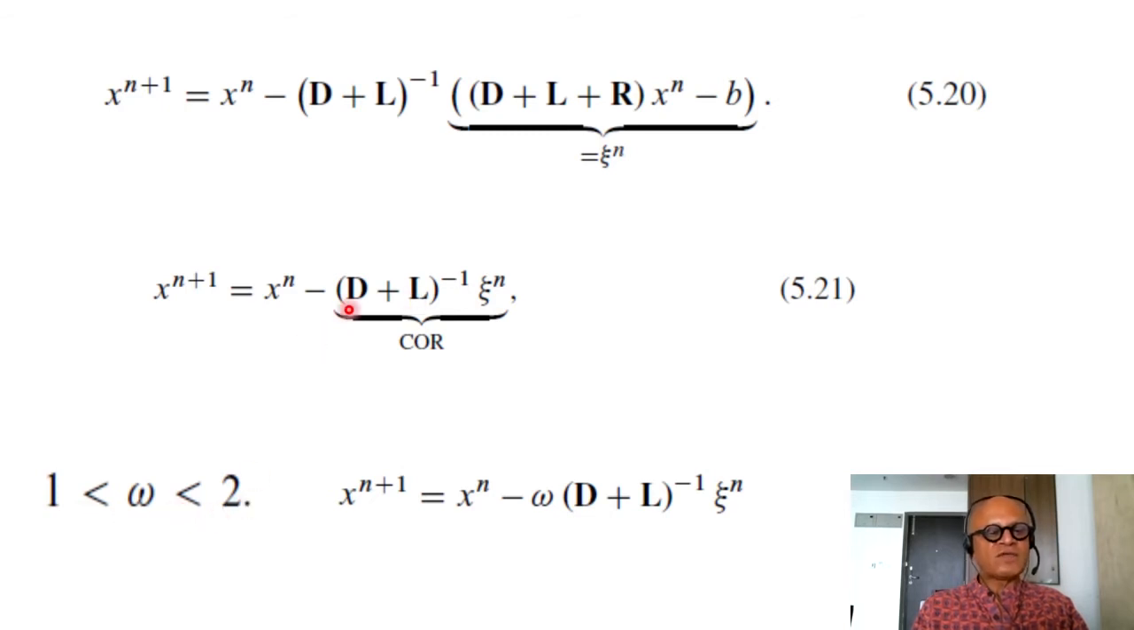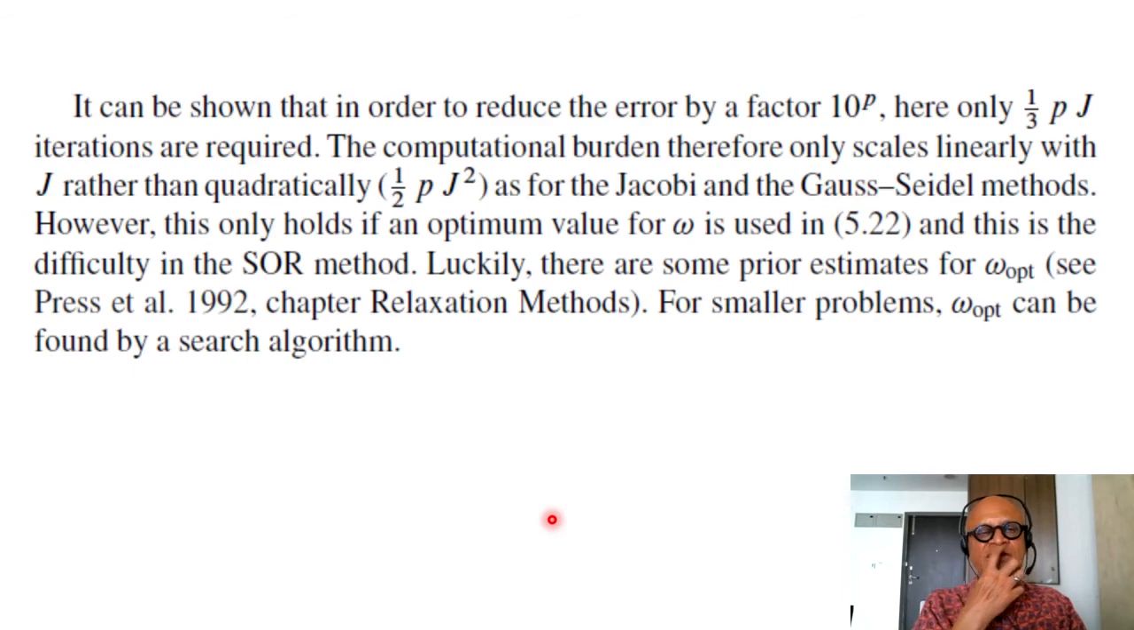If you make that 1, obviously you get the Gauss-Seidel, but you can choose an omega, not W, omega, as an optimal parameter, which is tricky, but you can find it, as we will see, by searching for your particular system. So x at n plus 1 is x at n minus omega times (D plus L) inverse times the residual. So if you have the optimal omega, it turns out that you can accelerate the convergence.